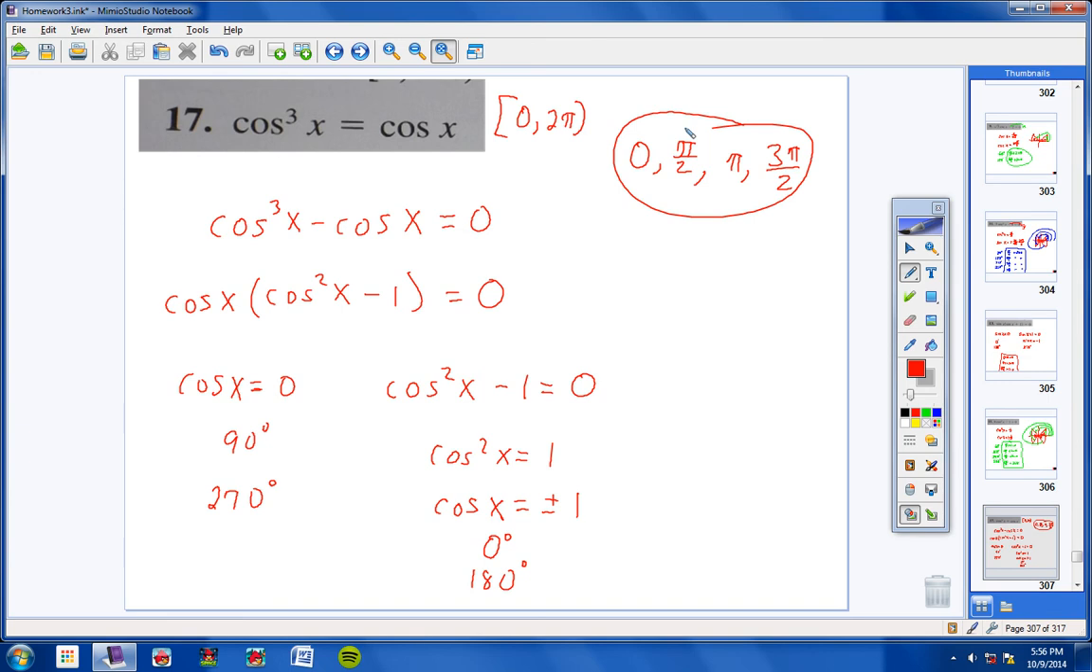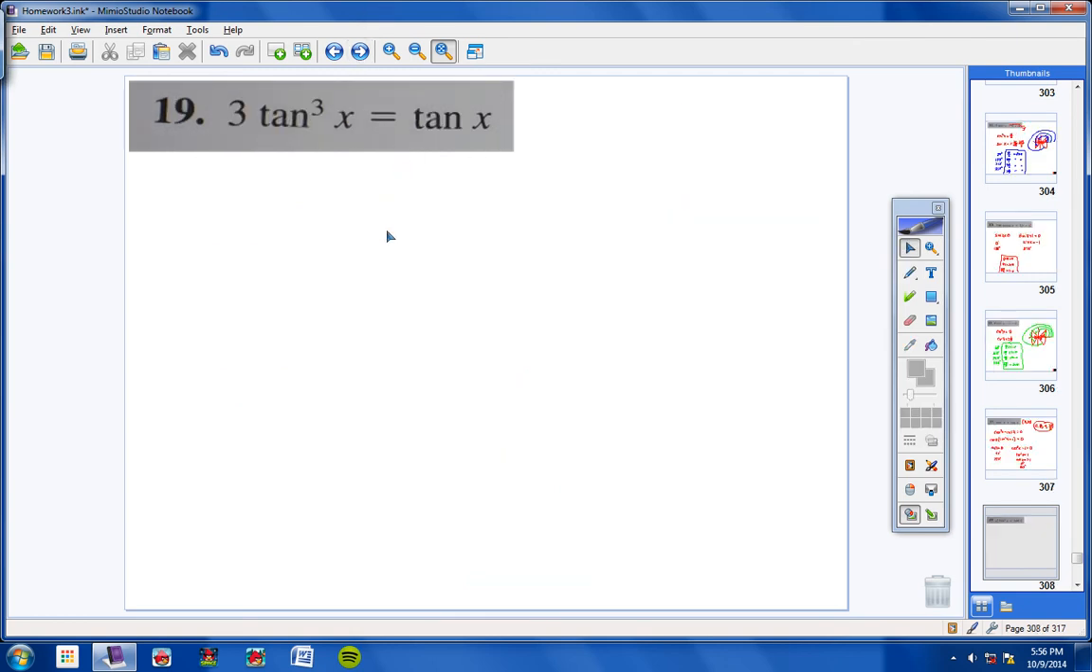Moving on to number 19, all right? Number 19, here we go. All right, kind of the same thing. Again, students, if I was in an algebra class, and I saw a problem like this, 3x cubed equals x, I would bring the x over and make it a negative x, okay? And then pull out an x, and I'd be left with 3x squared minus 1 equals 0. Then I would take each group and set each group equal to 0, okay? Well, the same thing applies here.